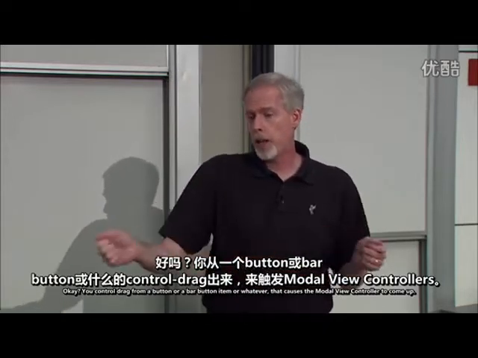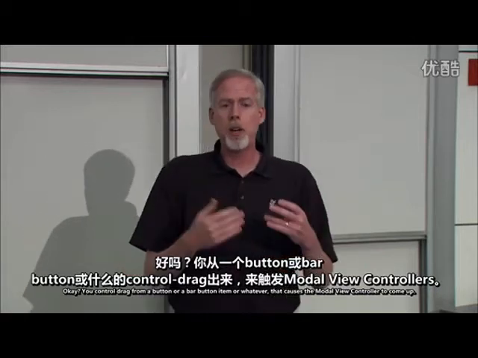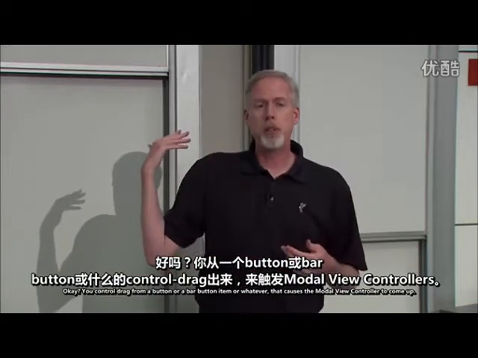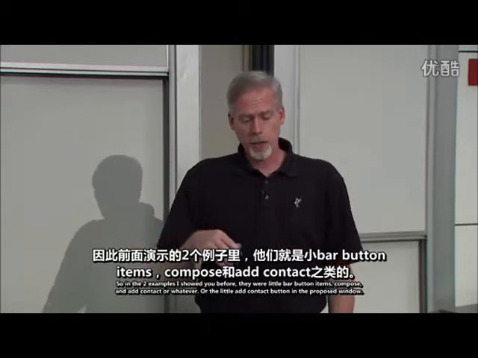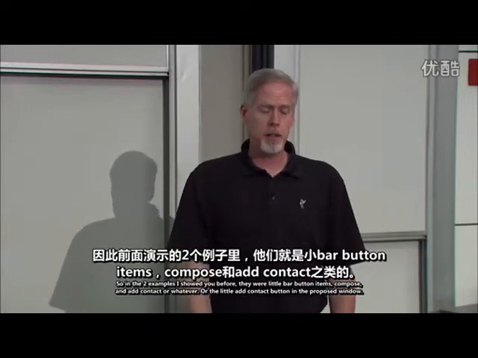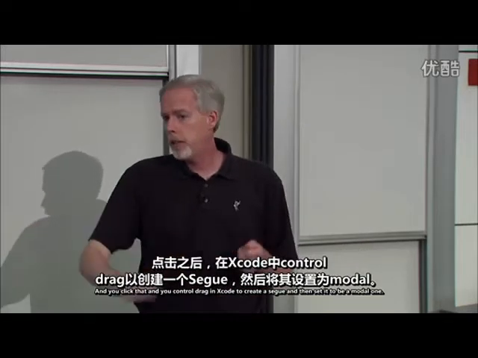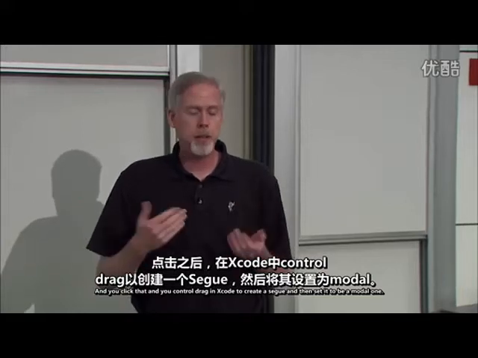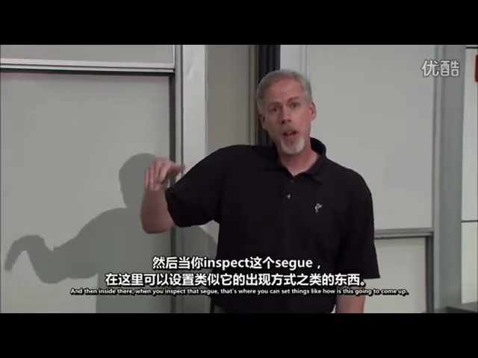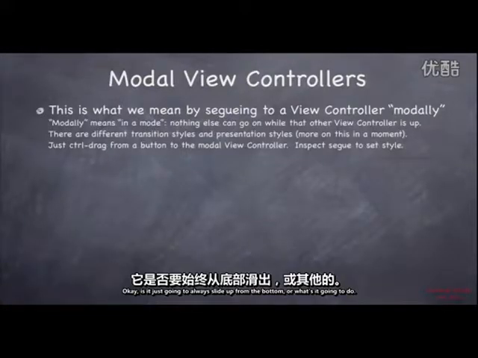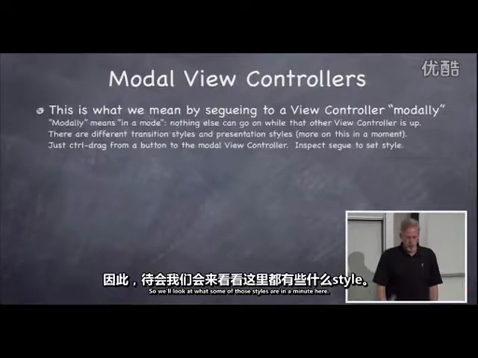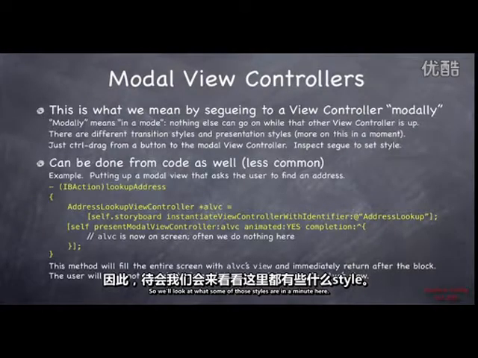So how do you make your modal view controller come on screen? And you do it with segues. Okay, you control drag from a button or bar button item or whatever that causes the modal view controller to come up. So in the two examples I showed you before, they were little bar button items, compose and add contact or whatever, or the little add contact button in the compose window. And you click that and control drag in Xcode to create a segue and then set it to be a modal one. And then inside there, when you inspect that segue, that's where you can set things like how is this going to come up? Okay, is it just going to always slide up from the bottom, or what's it going to do? So we'll look at what some of those styles are in a minute here.